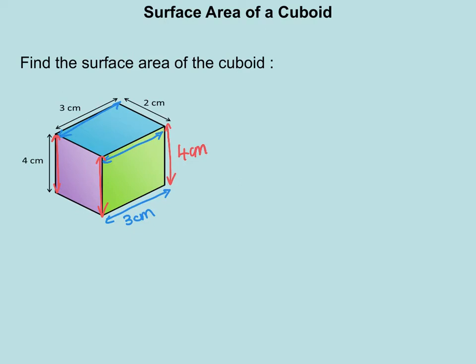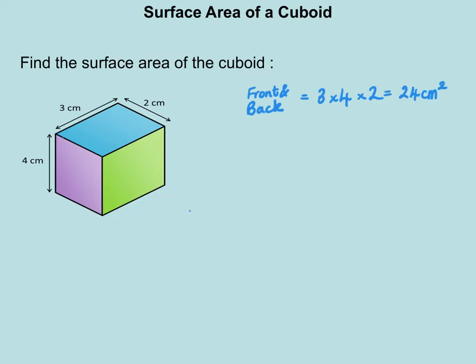So if we're finding the area of the green face, we're going to do 3 times 4, because to find the area of a rectangle, you do your length times your breadth. The green face is the front, isn't it? Now remember that the front and the back have got the same area. So we've got 3 times 4, that makes 12, but because we're doing it for the front and the back, we can just double that. So that comes out as 24 centimetres squared for the front and the back. Remember, the back's hidden at the moment.